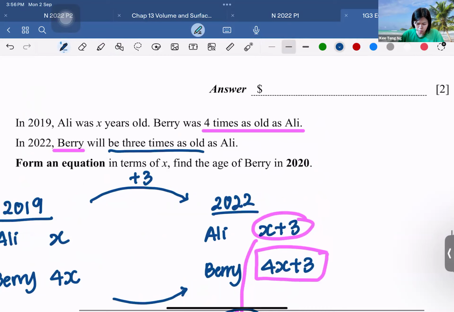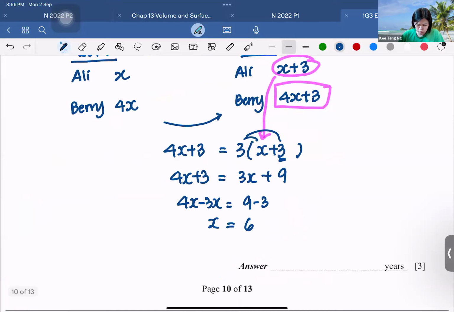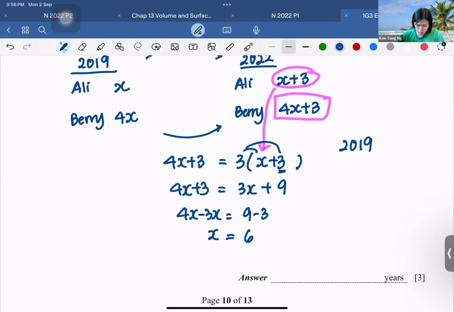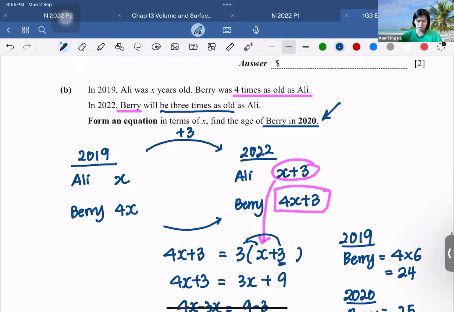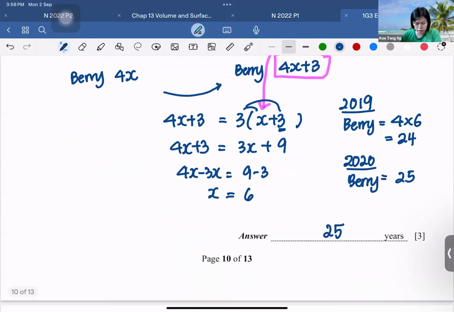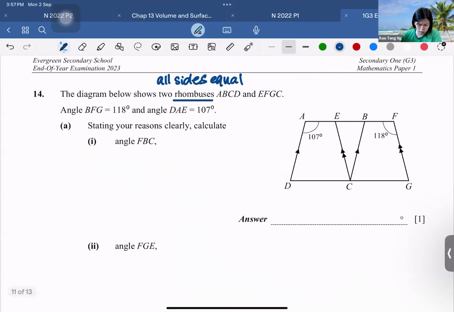What did they want? They want to find the age of Barry in 2020. So in 2019, Barry was 4 times 6, 24. In 2020, Barry will be 25 years old. So always remember to check back, read the question. Okay? Not difficult, huh?